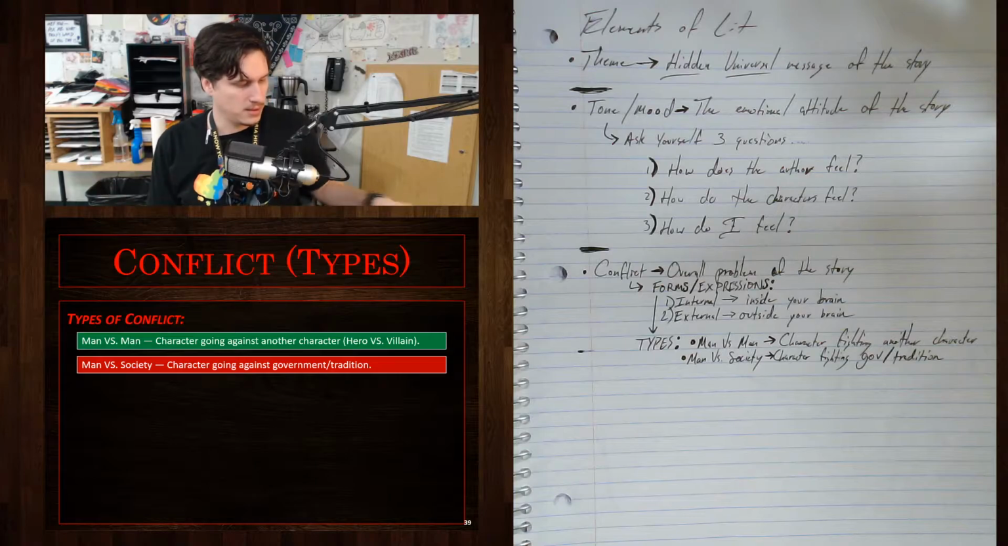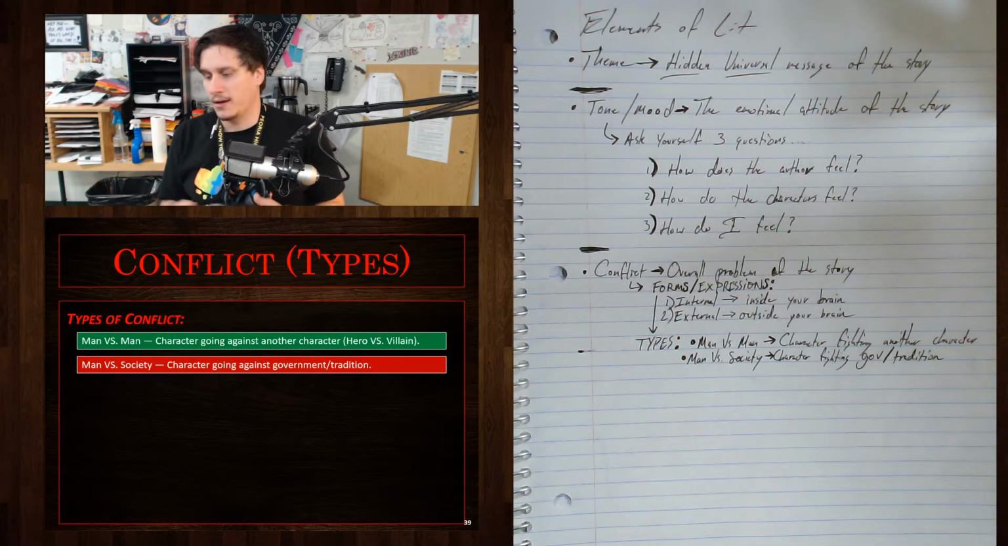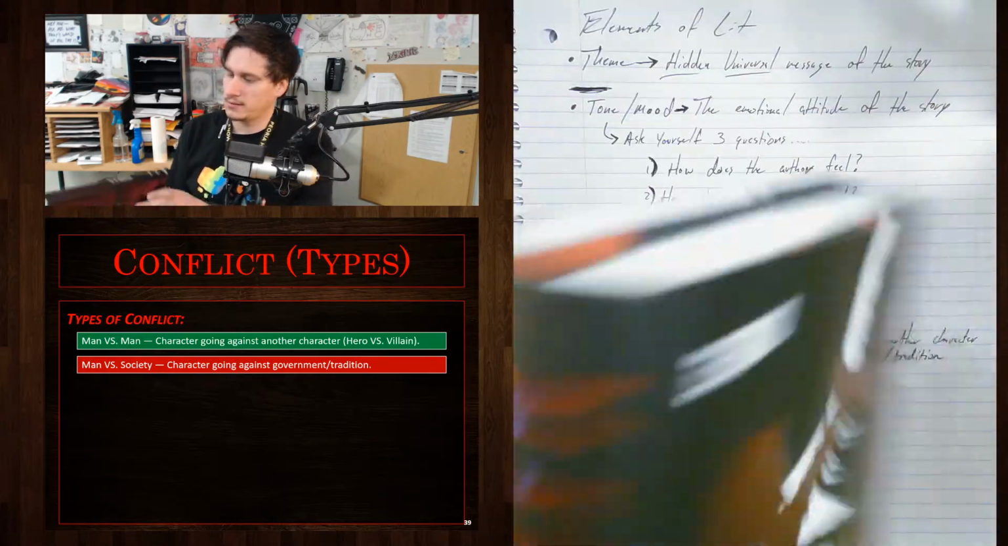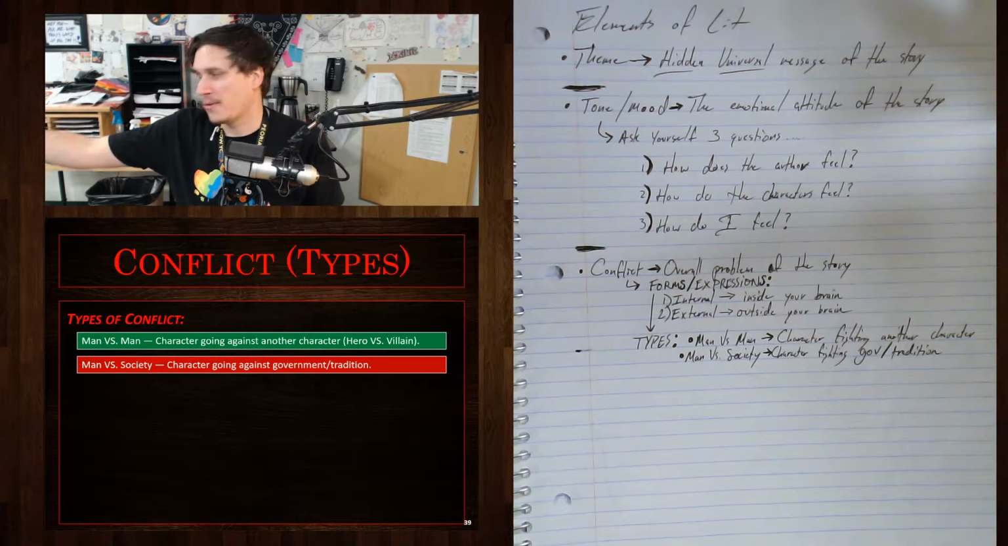And since we're talking about dystopian literature, I also have the full V for Vendetta series in my classroom. So if you're from my class and ever wanted to check that out, there you go.